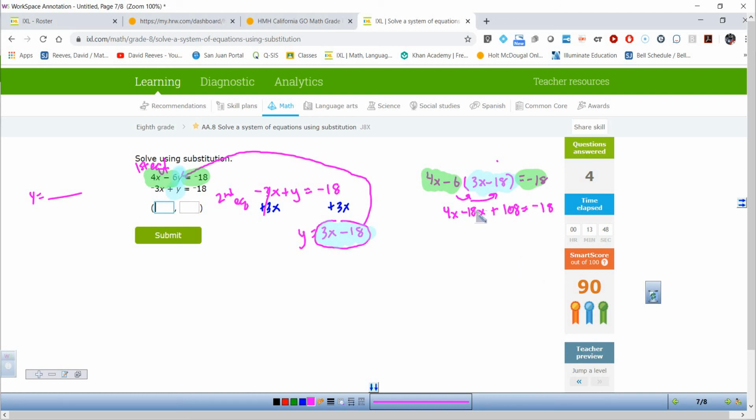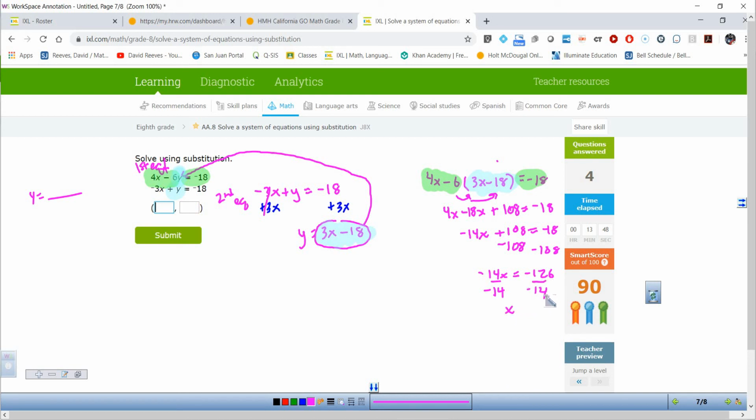So here we go. 4 minus 18. If you have 4 and you take away 18, now you're at negative 14x plus 108 equals negative 18. Now, again, we have this nice two-step equation. We're going to do the inverse operation. We're going to subtract 108 from each side. We're going to get negative 14x equals negative 126. I'm going to divide by negative 14.